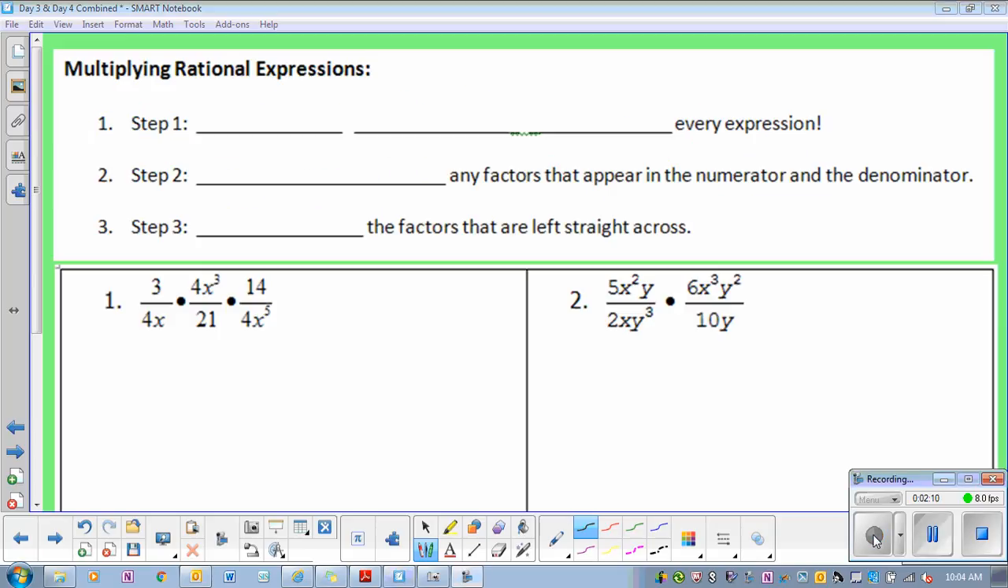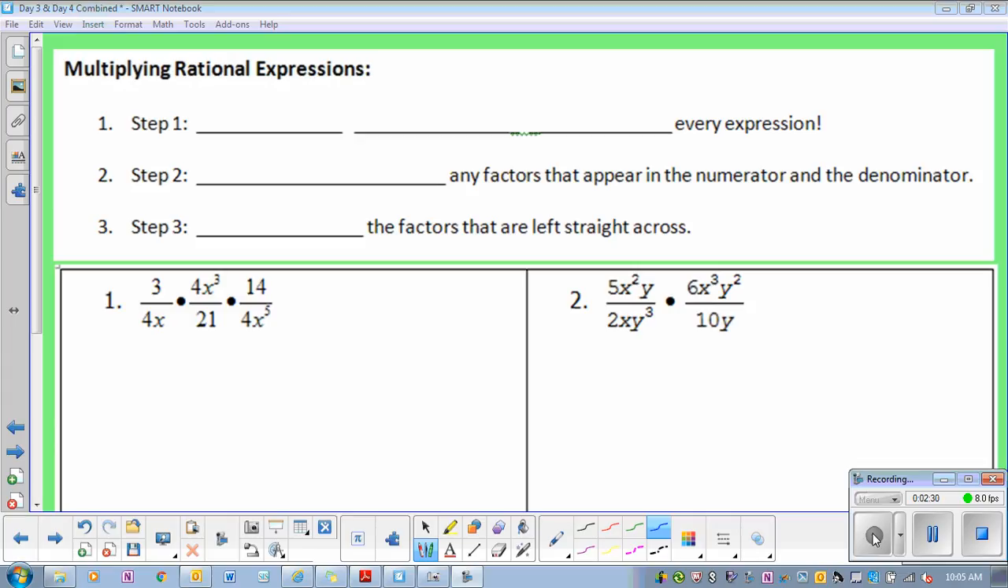So last time, guys, we talked about simplifying rational expressions, right? Now today we're going to talk about multiplying and dividing. And the good part is that they're all really similar, okay? All right, so let's go over the different steps.